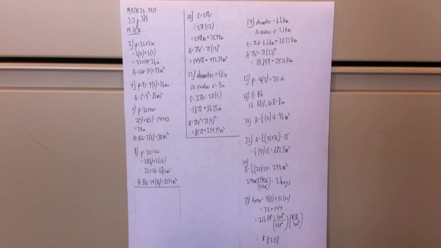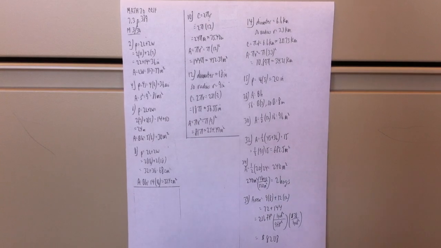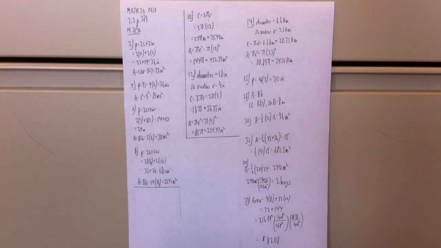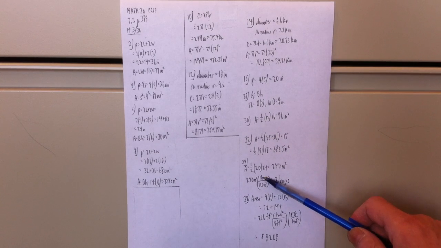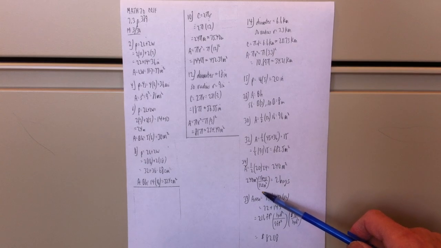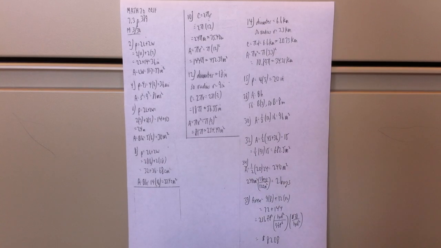34, first we find the area, which is 1/2 base times height. 1/2 20 times 24 equals 240 meters squared. Then it asks for how many bags we need. So I set up 240 meters squared times one bag over 120 meters squared. Notice I set it up so that the meters squared here would cancel the meters squared here. And so we're left with 240 divided by 120, which is 2 bags.